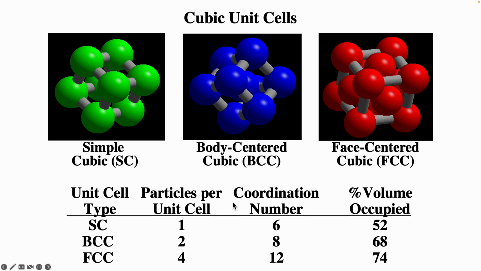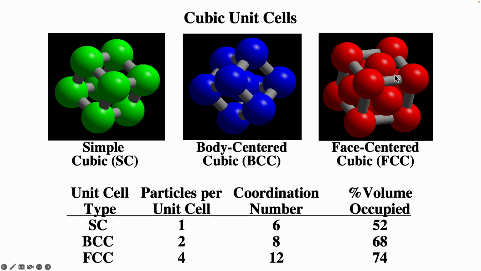Also, we can think about it in terms of particles per unit cell. For the simple cubic, you have a particle in each corner. And so each particle on the corner contributes an eighth to the unit cell. And so you have 8 particles, each contributing an eighth. And so that gives you 1 particle per unit cell. For the body-centered cubic, again, you have 1 in each corner. That gives you 1. And then 1 in the center. And so that would give you 2 particles per unit cell.